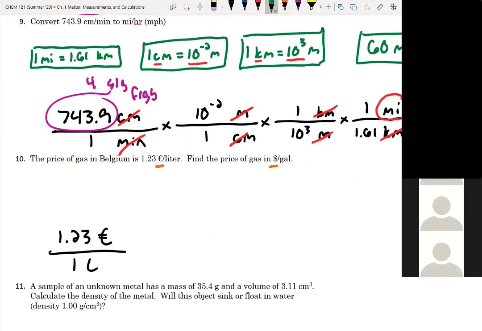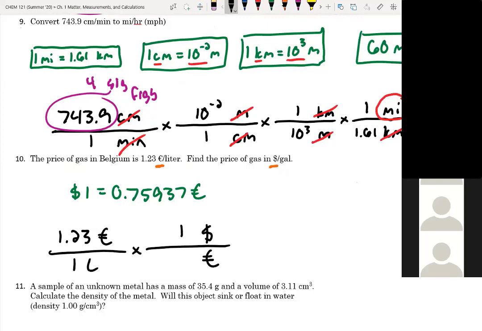So $1 is 0.75937 euros. Let's write that down. Now we can cancel out our euro unit, which would have to be on the bottom, and we can go directly to our dollar unit on top. The 1 is paired with the dollar, and 0.75937 is paired with the euro unit on the bottom. Now we've canceled out our euros, which is good, and we've got our desired unit of dollars taken care of.